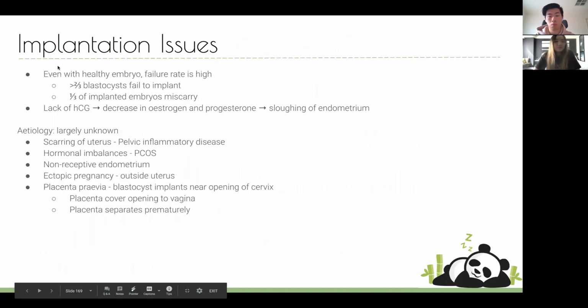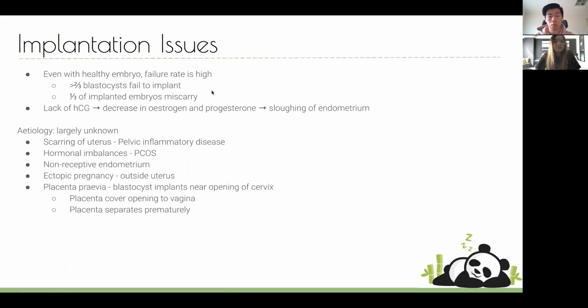Implantation issues. So even with a healthy embryo, the failure rate is really high. More than 2/3 of blastocysts fail to implant, and 1/3 of implanted embryos miscarry. So when you don't have HCG, you have a decrease in estrogen and progesterone that causes basically menstruation. And the etiology is largely unknown, but these are some possible things.